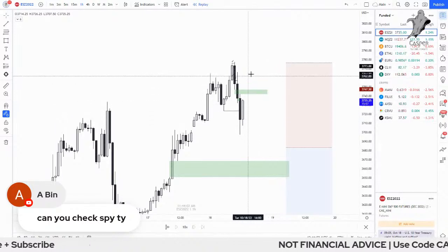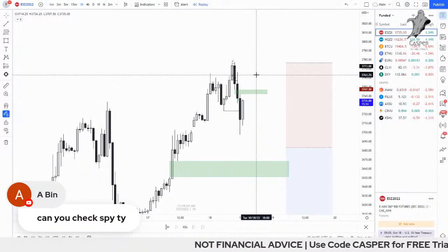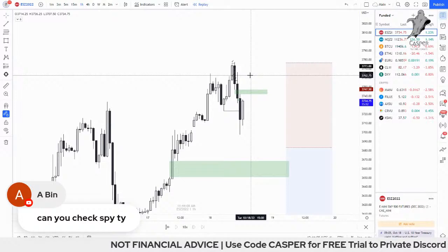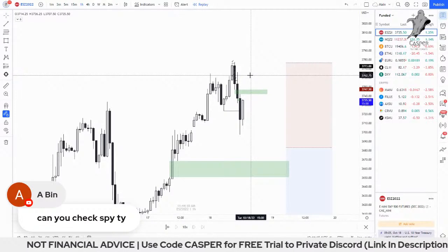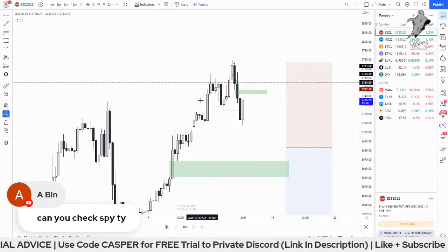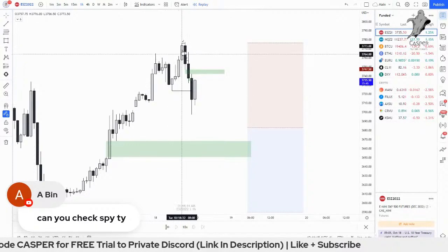But whenever we're talking about establishing draw on liquidity and being a little bit more agile and nimble and active, to do it on a 1 hour chart, we can say, okay, well, we came up here.